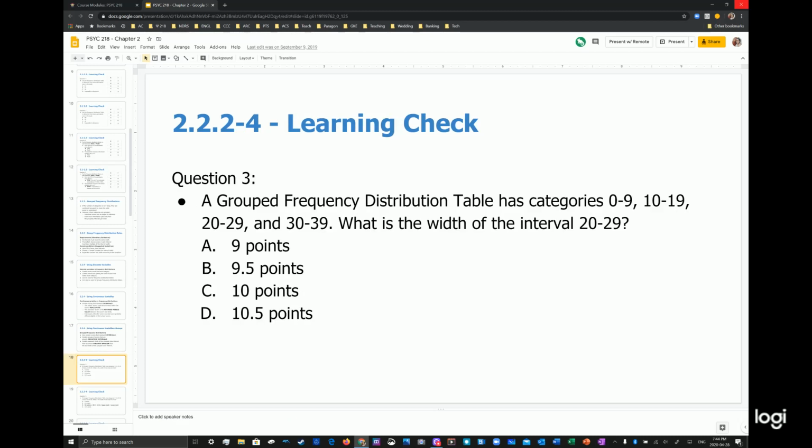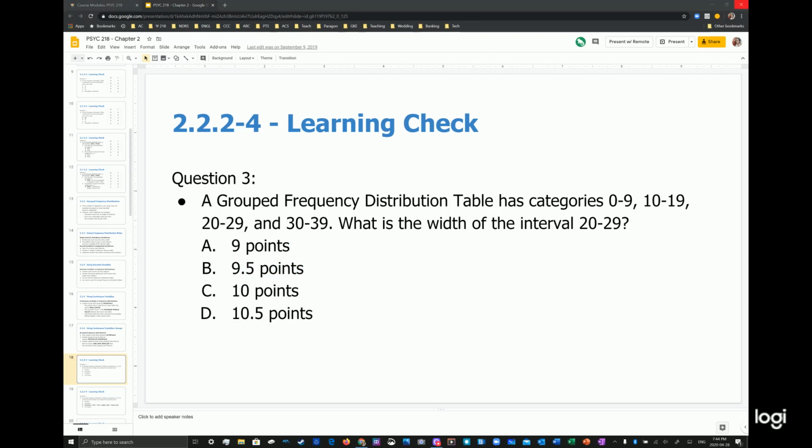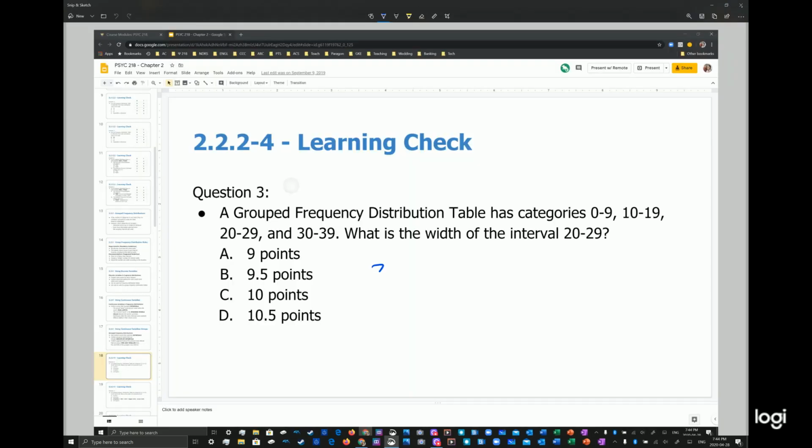However, if you use math and count the interval as 20, so if you did it by counting, you count 10. But if you did it with math, 29 minus 20 would give you 9, which is the apparent interval width. It's the difference between the upper number of the interval, the higher number, and the lower number of the interval. 29 minus 20 is 9. And this is the apparent limit, the apparent interval.